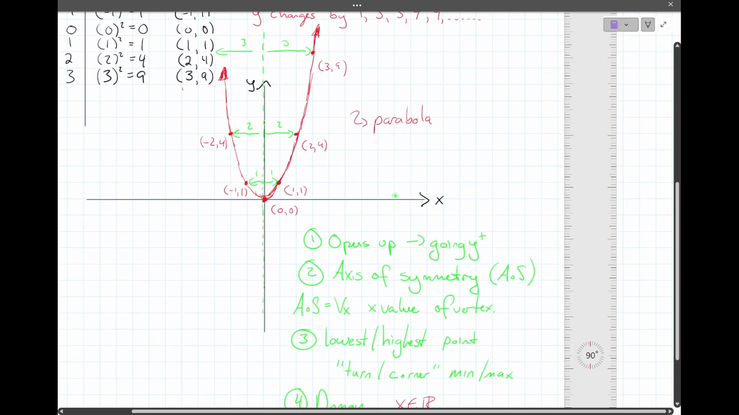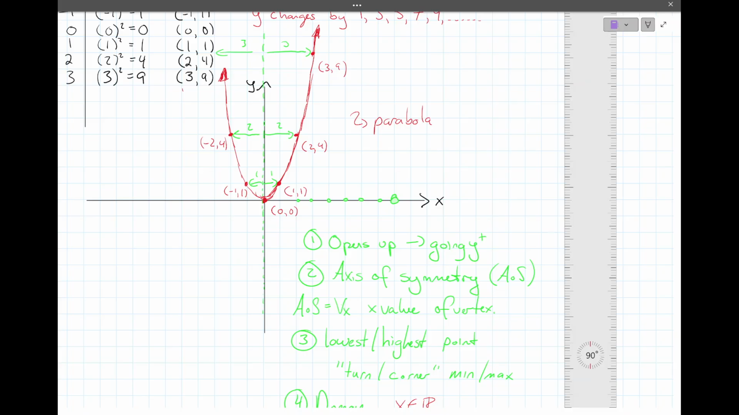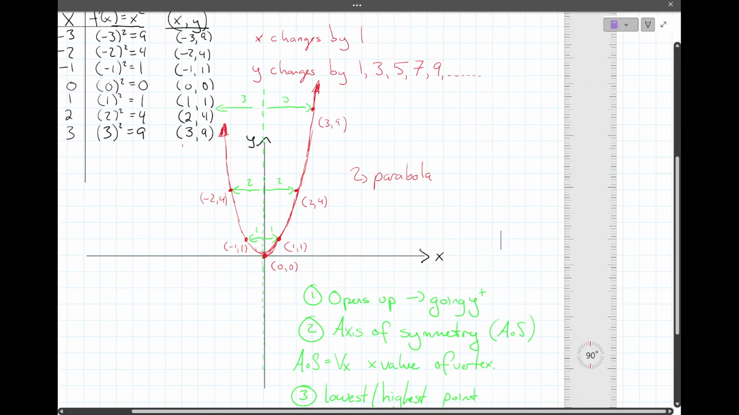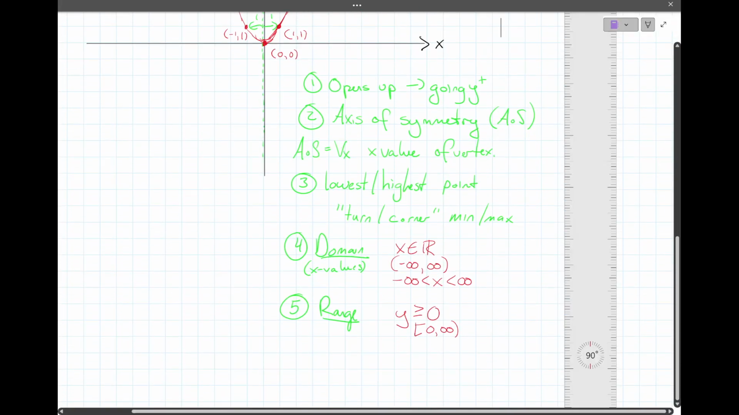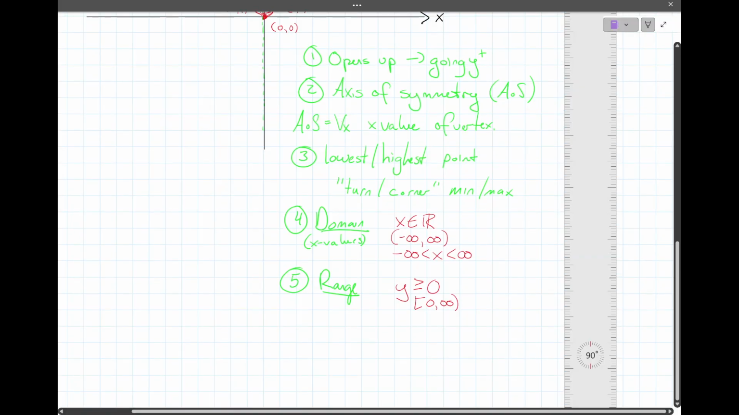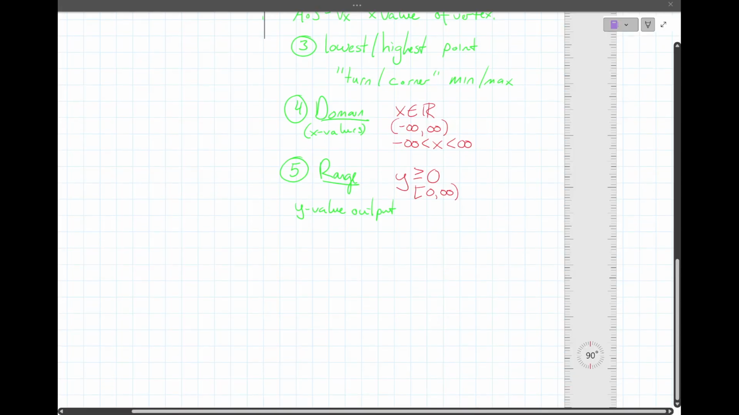If I were to put in 1, 2, 3, 4, 5, 6, 7, 8, well, 8 squared is 64. I can't graph 64 all the way. My grid doesn't even go that high, but if you had a grid that could fit it, it would. So range is the y value output. Our domain is what we put into the function, and our range is the y values we get out of it.